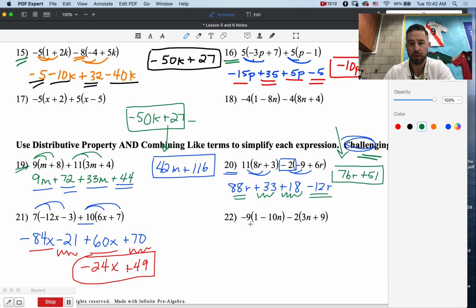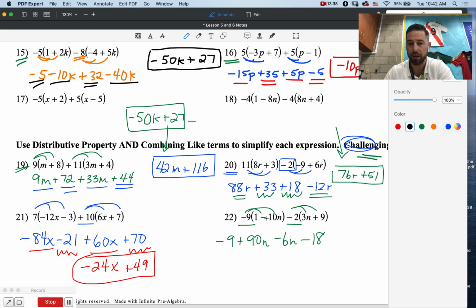Okay, slide over here. Let's use some green. Okay, remember, this negative is what gets distributed. This negative is what gets distributed. Okay, it's very important that you understand that. Okay, so we have negative 9 plus 90n, I believe, right? Then we have negative 6n, and we have what, minus 18?